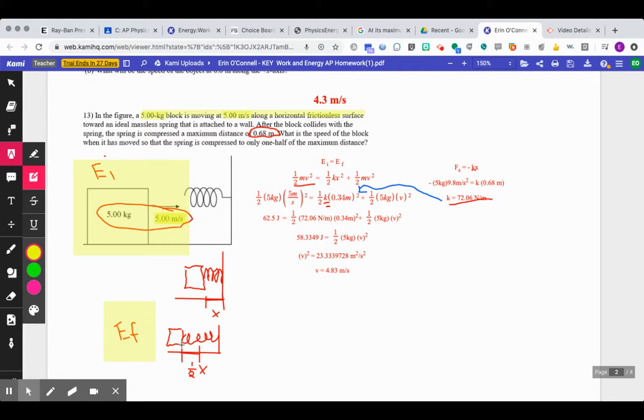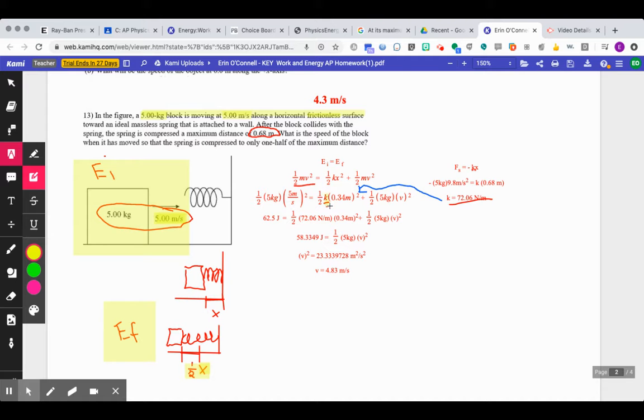At the midway point, right, which is our final situation, it has both elastic potential energy because the spring is compressed to one half its maximum compression, and it has some velocity, which we don't know. We need to figure that out. We know it should be less than 5, right? But we don't know how much less than 5. Okay, so we're going to use conservation of energy. So before we have only kinetic energy, 1/2 mv squared, which must be equal to the potential energy stored in the spring when it's compressed to half its maximum, plus the kinetic energy of the box.